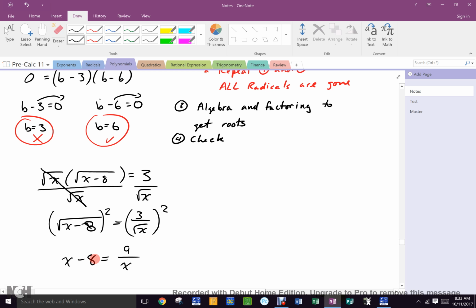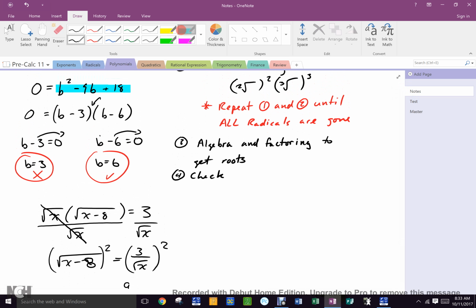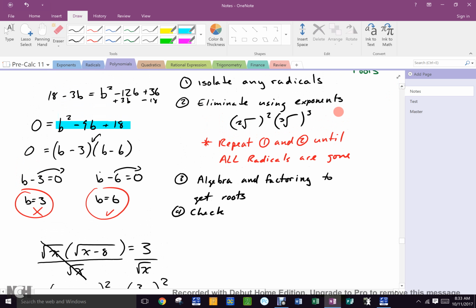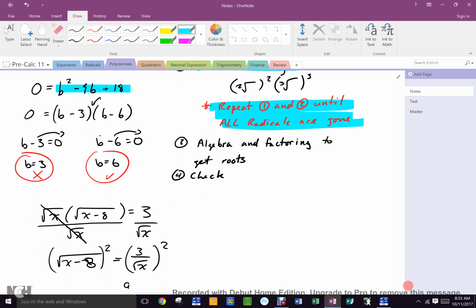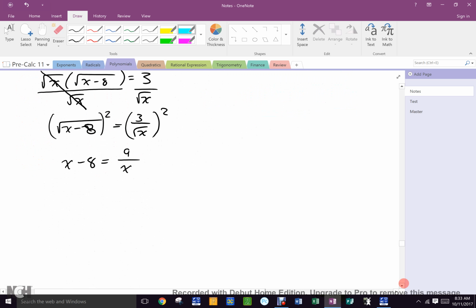If we had a radical still, what would we do right now? If I was left with a radical in here still, what would I do? I would isolate them and eliminate them. Okay, so solve that for me.